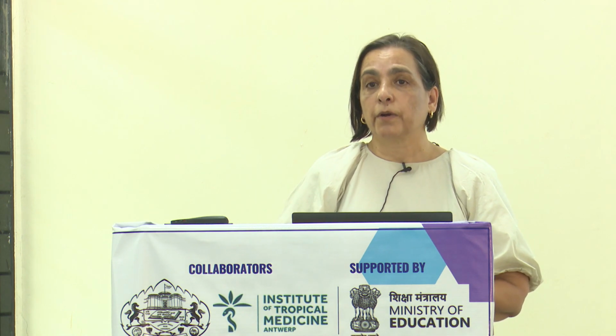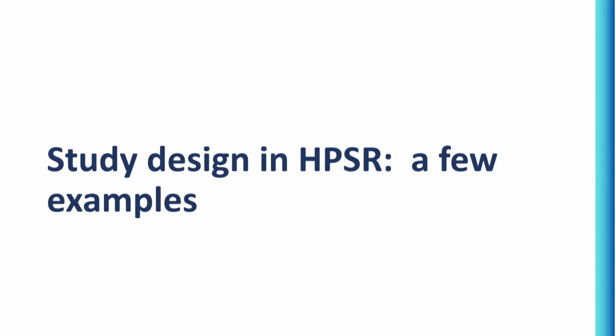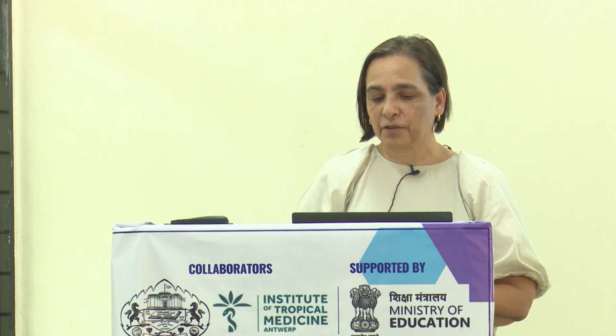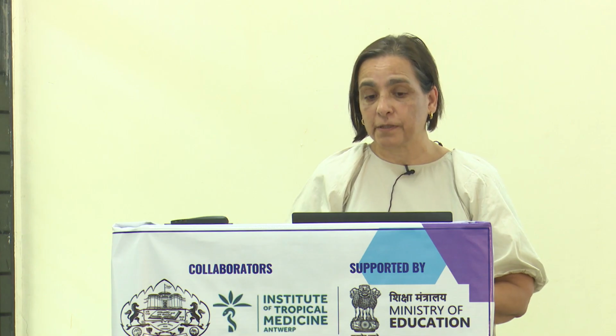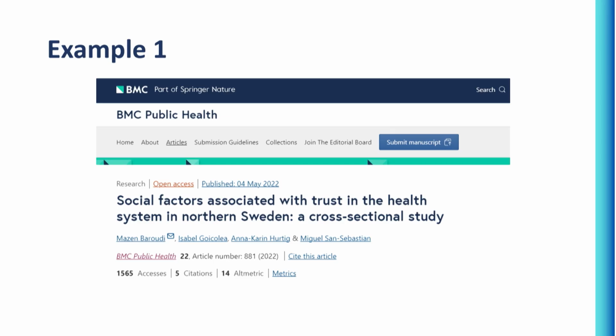Okay? Right, we're going to move to our favorite exercise, which is to look at papers and try to identify the study design. So bearing in mind everything that you've done so far, let's look at a couple of examples and then we will conclude with this session. So here is a study: social factors associated with trust in the health system in northern Sweden, a cross-sectional study.